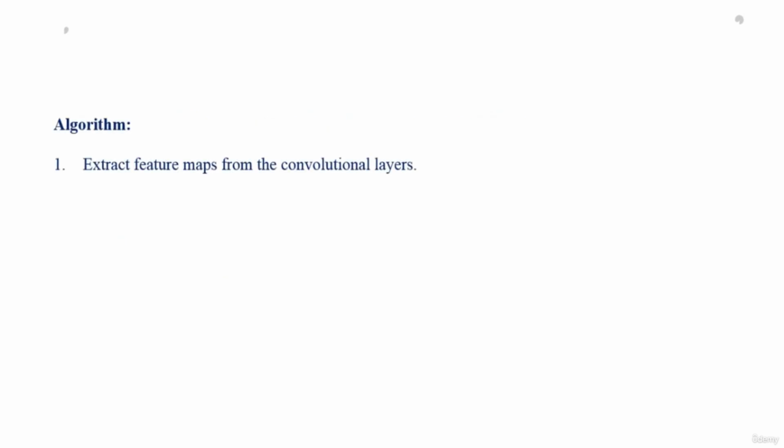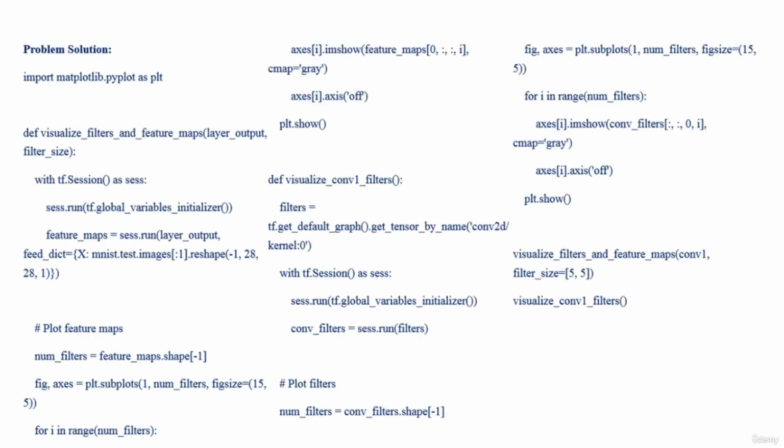Algorithm. Extract feature maps from the convolutional layers. Plot the filters and feature maps. How code is working: the code extracts and visualizes feature maps from the convolutional layer. It also visualizes the learned filters from the first convolutional layer using matplotlib.